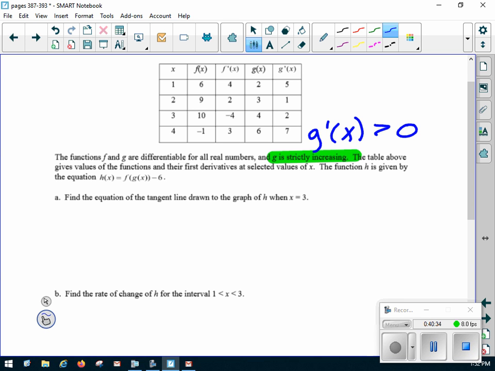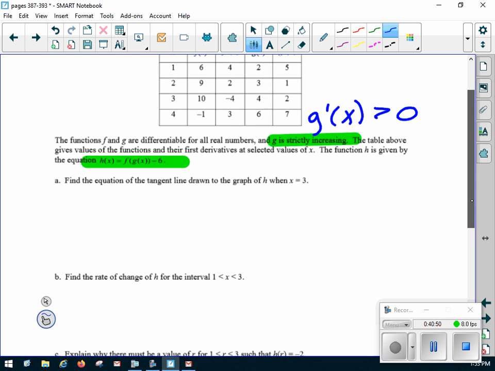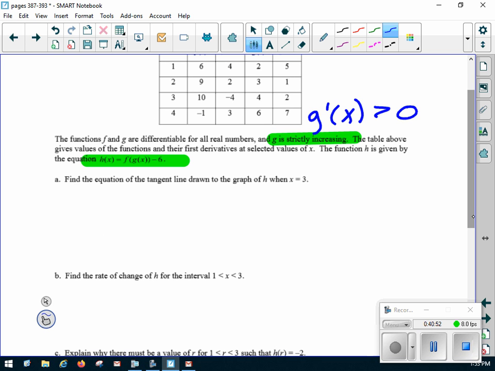Now look what the function h is. Aha, that's what h is. Find the equation of the tangent line drawn to the graph of h when x is 3. What do we need to know? Sot pot. By golly, you guys know that. What's the x value of the point of tangency? 3. Can I find the y value of the point of tangency? How? Yeah, what's h of 3?